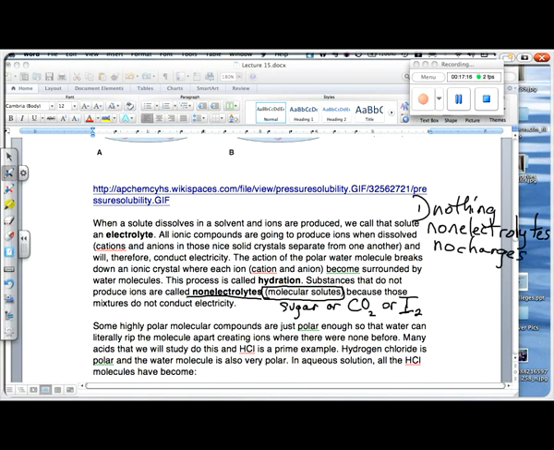Electrolytes are all ionic compounds, are going to produce ions, and will therefore conduct electricity. The action of the polar water molecule breaks down an ionic crystal. I've shown you that simulation, where each ion, both the cation and the anion, becomes surrounded by water molecules. This process is called hydration. So that's surrounding the ion with a bunch of little water molecules.